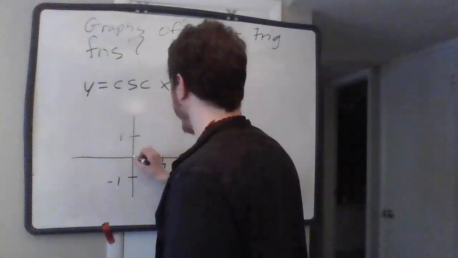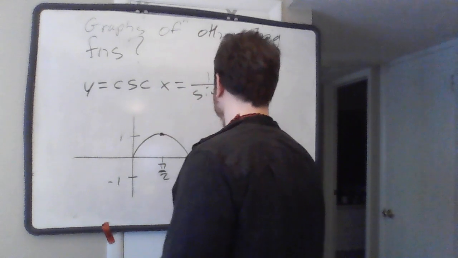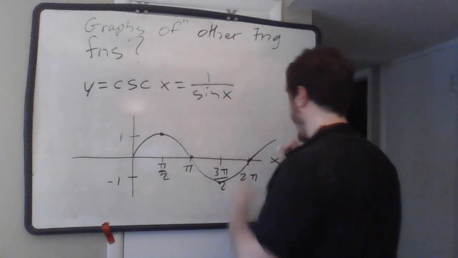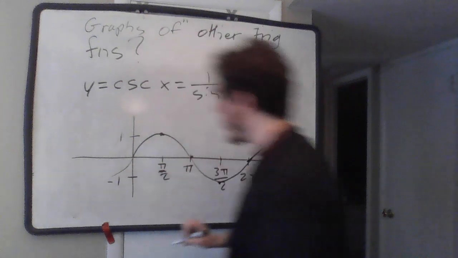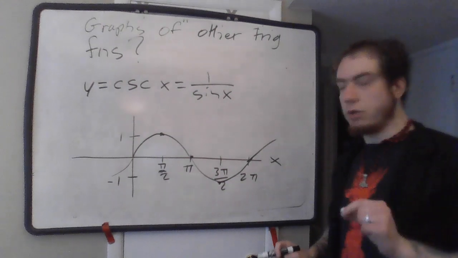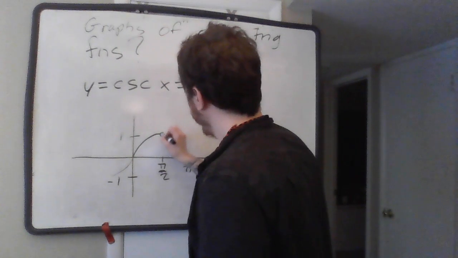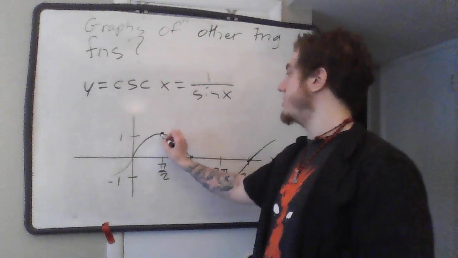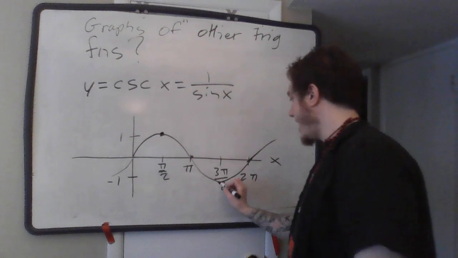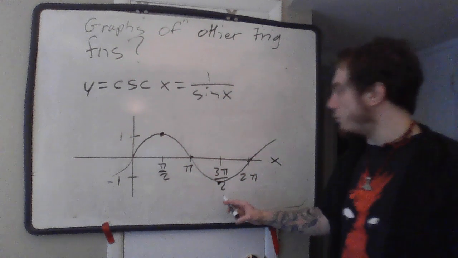Now, sine is going to look like this. It comes up to 1, comes back to 0, down to -1, and back up to 0. And it keeps on going in this manner off in both directions. Well, what is the reciprocal of this going to look like? At pi over 2, it's also going to be equal to 1 because the reciprocal of 1 is still 1. And at 3 pi over 2, the reciprocal of -1 is still just -1.